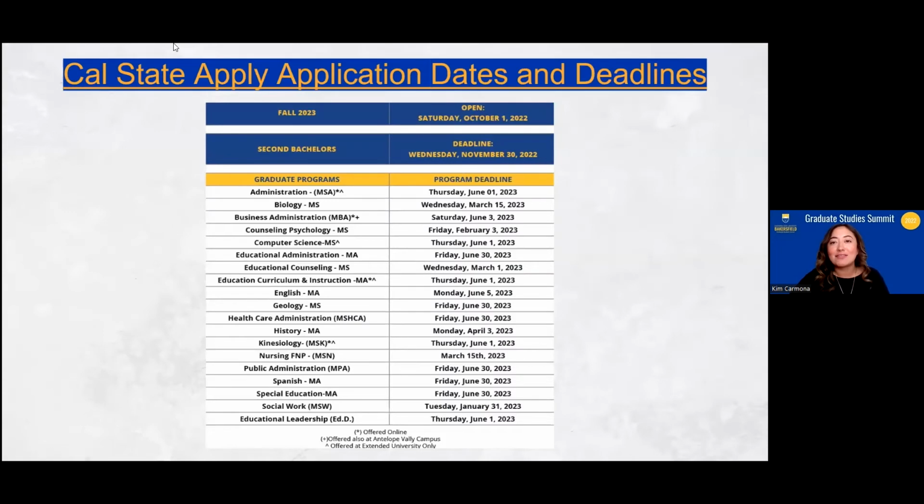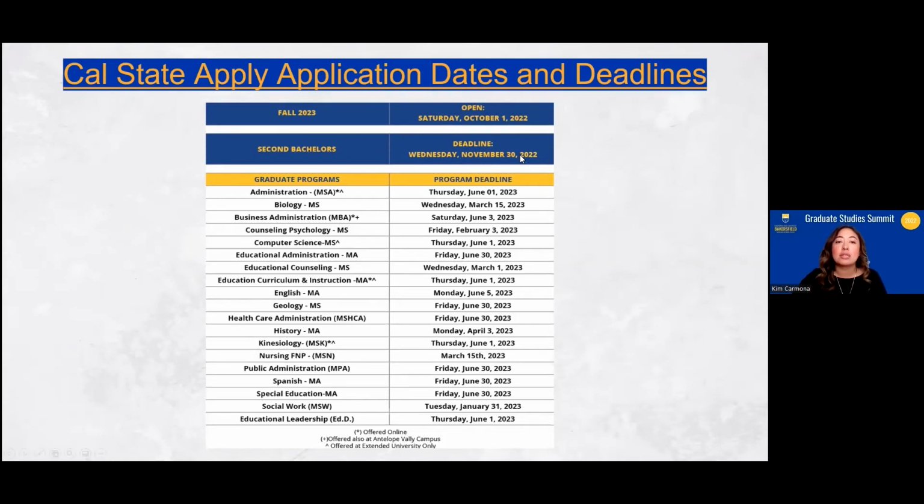For the fun stuff, today is actually a special day because our applications just opened this morning, October 1st, for all of you to have the opportunity to apply for our programs for fall 2023. If you are interested in coming back to school to earn a second bachelor's, that is still considered being a grad student, and that deadline would be November 30th.